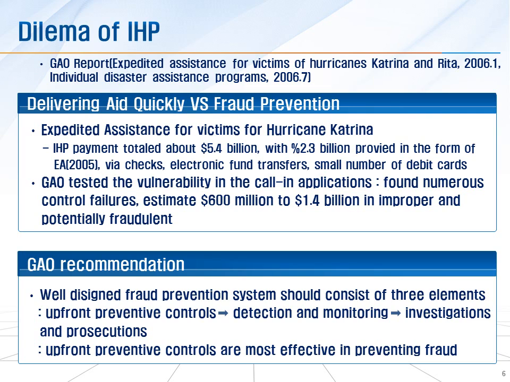In the year of 2005, IHP payments totaled about 5.4 billion, with 2.3 billion provided in the form of EA. These payments are made via checks, electronic fund transfers, and a small number of debit cards.